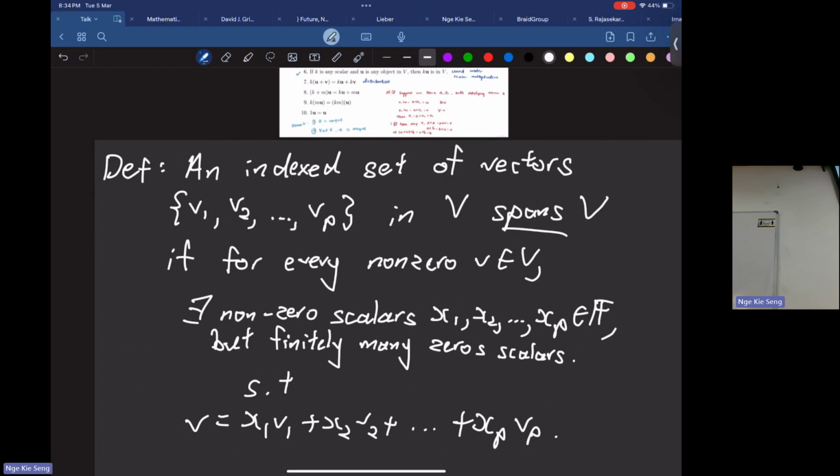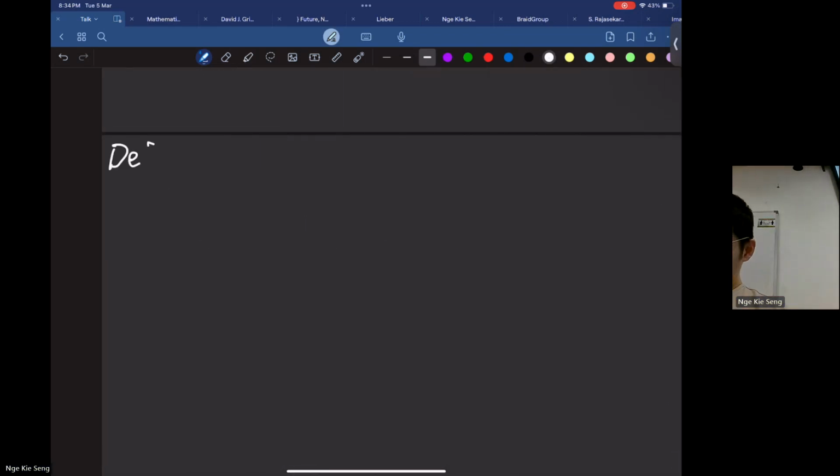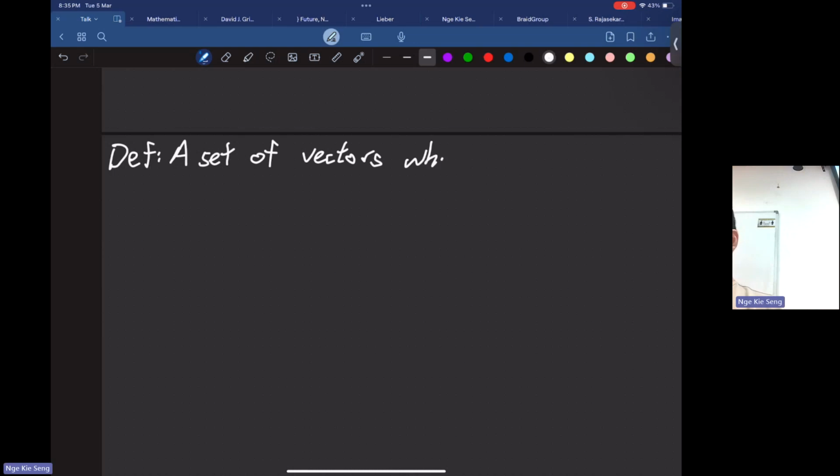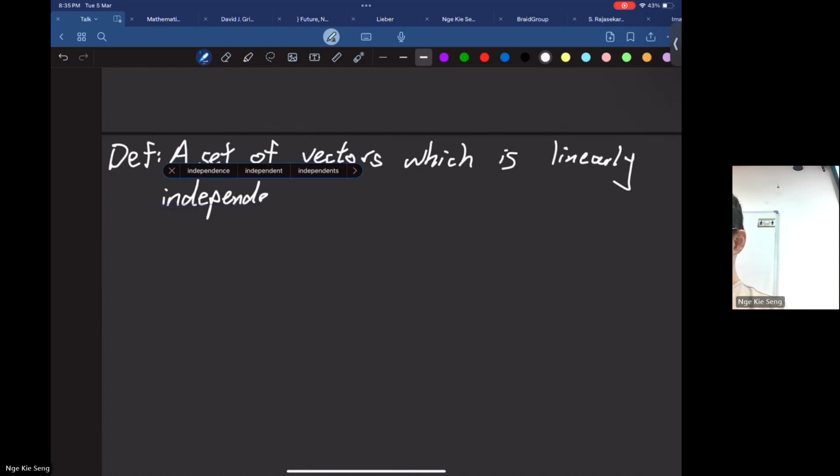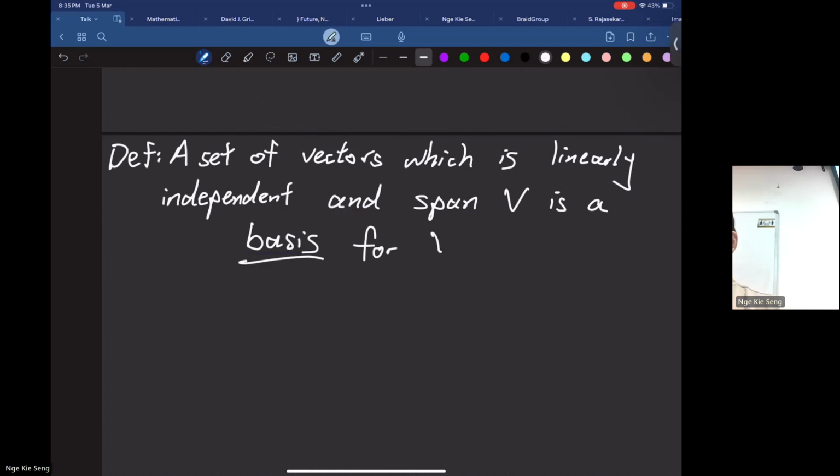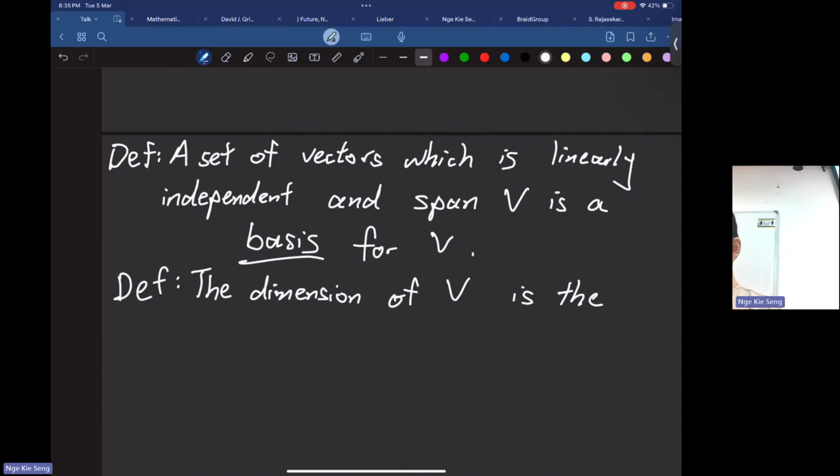Okay, so let me write down. A set of vectors which is linearly independent and spans V is a basis for V. And then the dimension of V is the size, or the cardinality, more formally, of its basis.